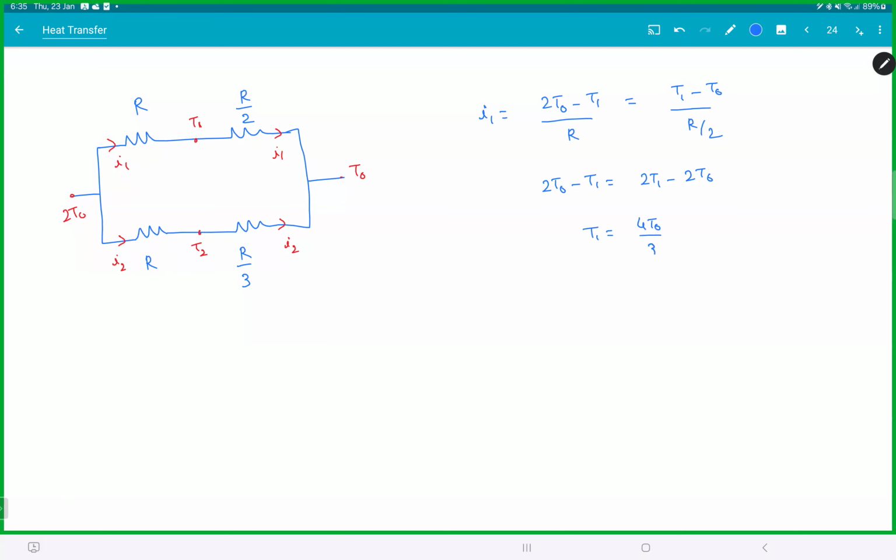T1 is 4T naught by 3. Similarly for the lower branch, (2T naught minus T2) by R equals (T2 minus T naught) by R by 3. This will be 2T naught minus T2 is 3T2 minus 3T naught. T2 is 5T naught by 4. This is 1.25 T naught. This is 1.33 T naught. T1 is greater.